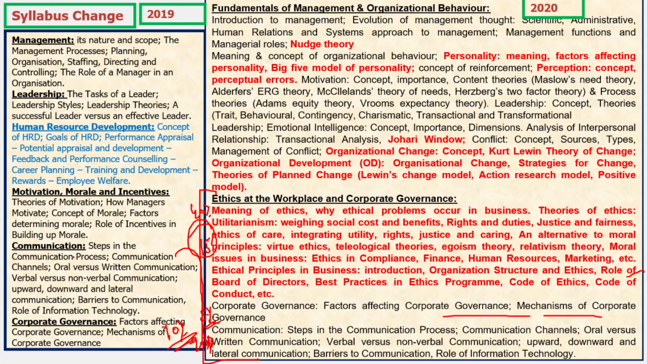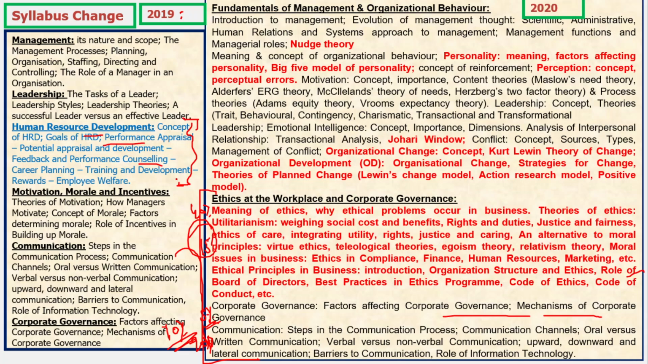Now, you remember I told you that some things are supposedly not there. From 2019 to 2020, some things have changed, some things have been added and some things are supposedly deleted. And what is that supposedly deleted part? This one.